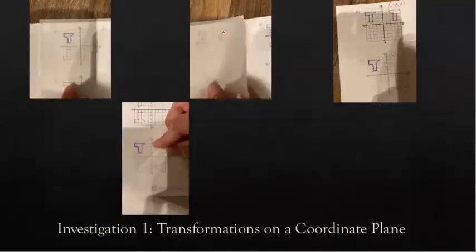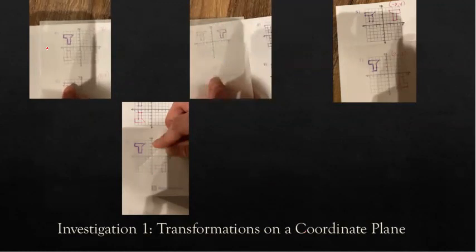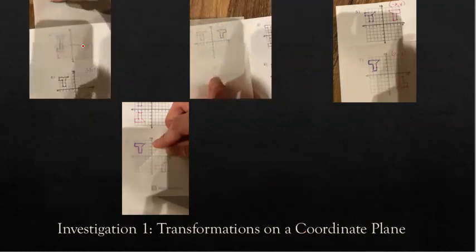So this one up here, it flipped over the y-axis. This one over here, it flips over the x-axis. So this first one, it flipped over the y-axis when it was a negative x, y. This one, it flipped over the x-axis when it was x, negative y.